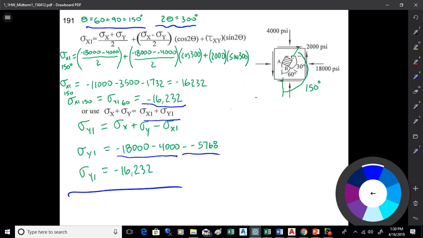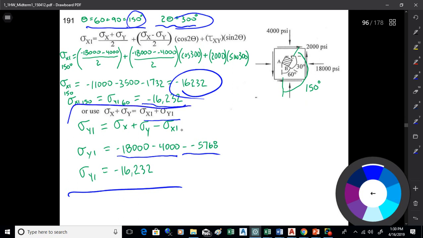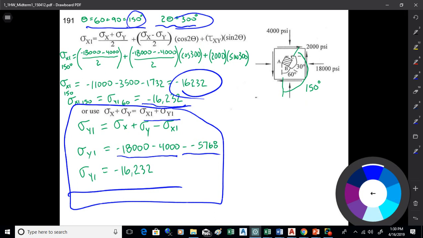Okay. So if I got my spreadsheet, I just keep the numbers in there and would put 150 into that thing, and I'd get this answer to pop right out. And if I'm doing it by hand, I generally use this because it's quicker and easier. Okay. So either way, you can come up with that stress on the second plane. It's negative 16,232. So we're doing all right with that.